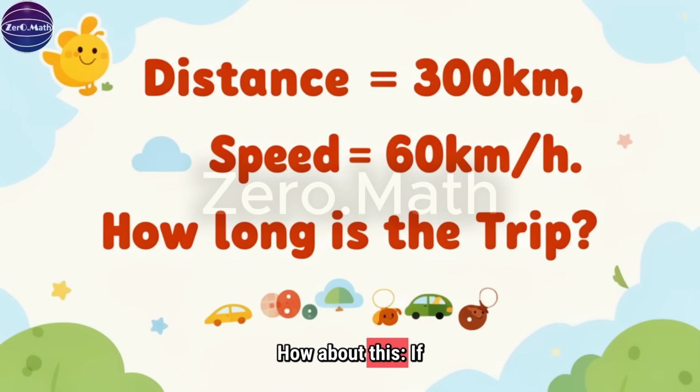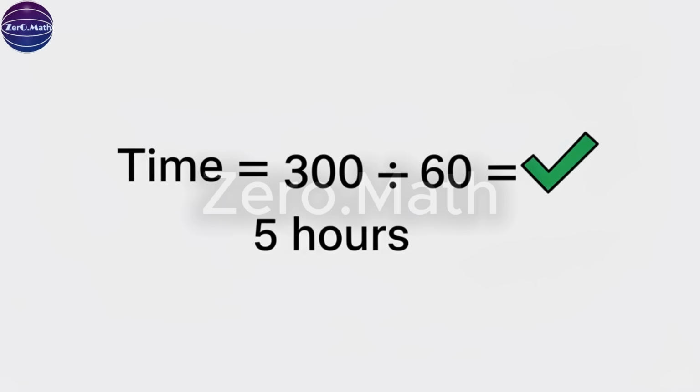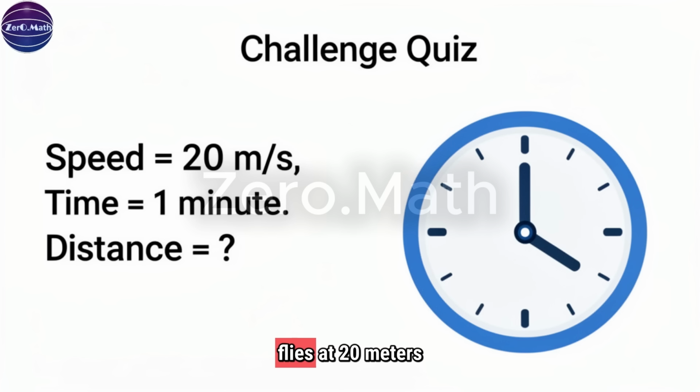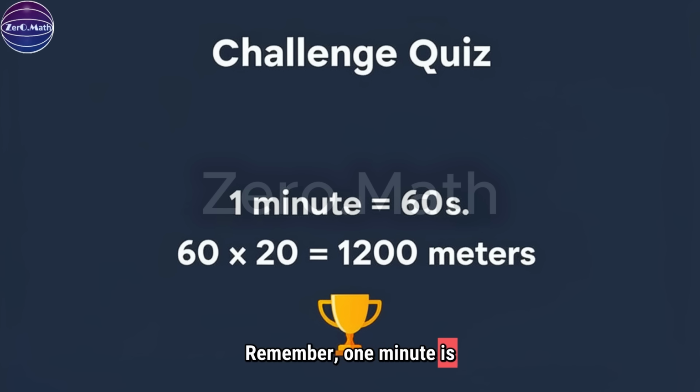How about this? If a bus travels 300 kilometers at a constant speed of 60 kilometers per hour, how long is the trip? The answer is 5 hours. 300 divided by 60 equals 5. Excellent work. Last challenge. A drone flies at 20 meters per second for exactly 1 minute. What distance does it cover? Remember, 1 minute is 60 seconds. So 60 times 20 is 1200 meters.